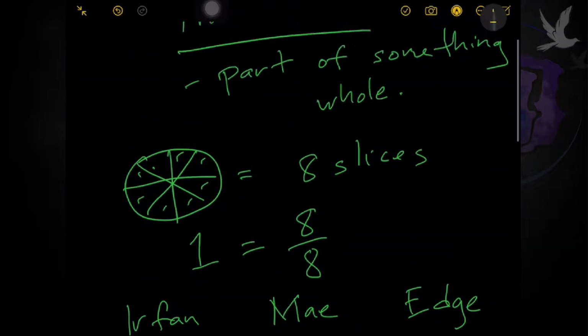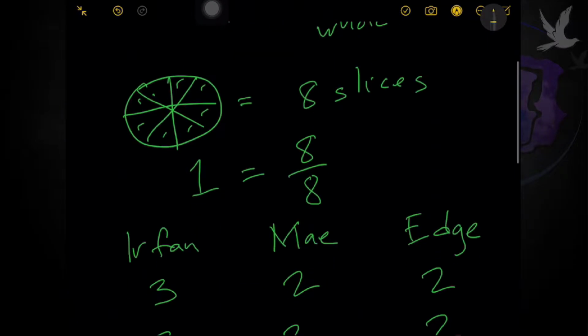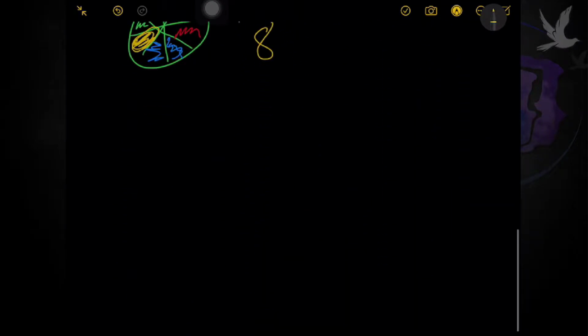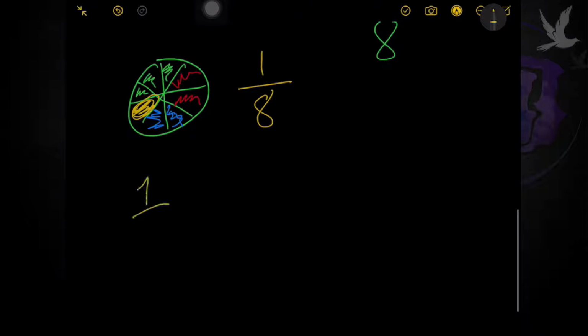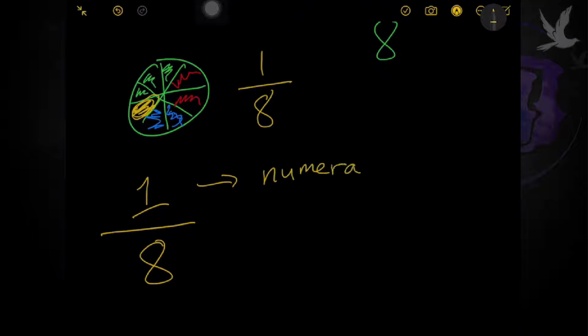That's what fractions mean. So when we're talking about fractions, let's say in this case, we have 1 over 8. The number above is called a numerator, and the number below is called a denominator. Okay? Is that clear? I hope it's clear.